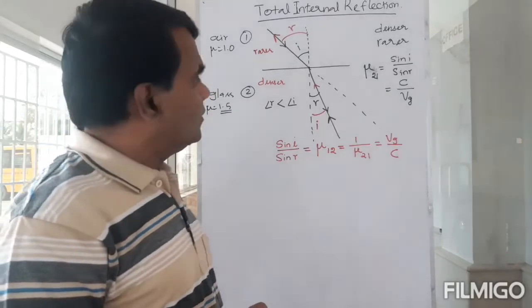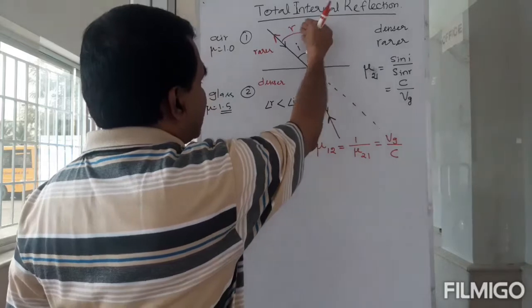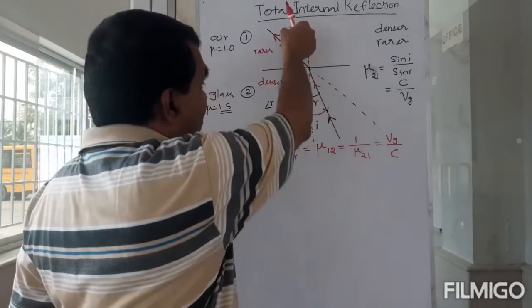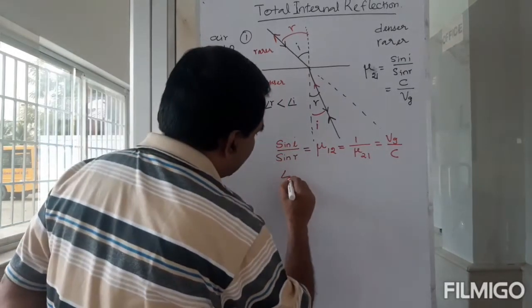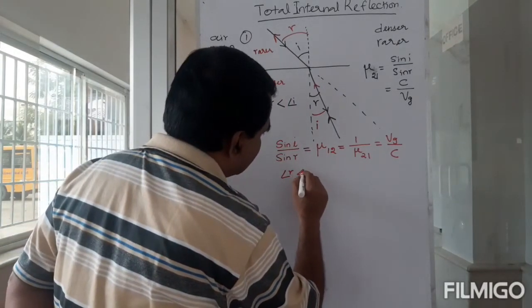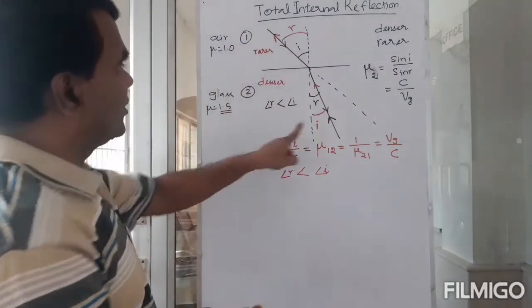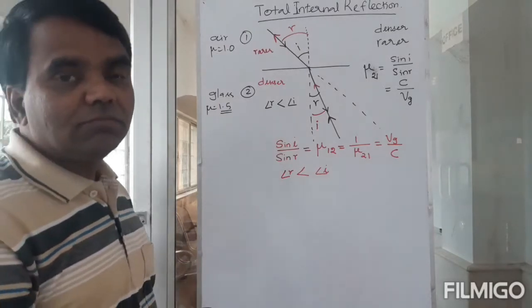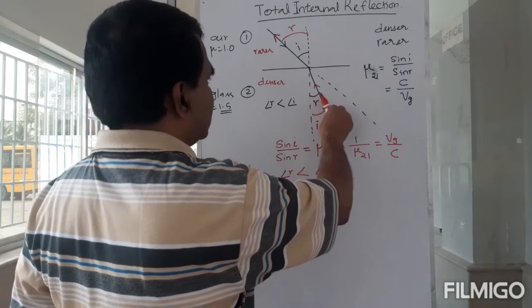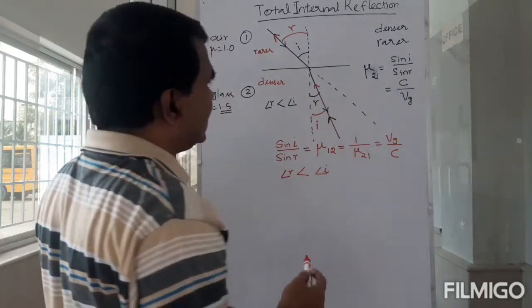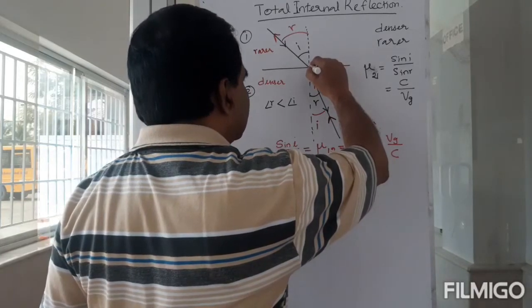Okay? So I keep increasing I. As I keep increasing I, R will also increase. But R will now be greater than I. See, in this case, you notice here, R is going to be greater than angle I when you go from this medium to that medium. So I keep increasing, okay? Then I get a certain angle I, maybe something like this.